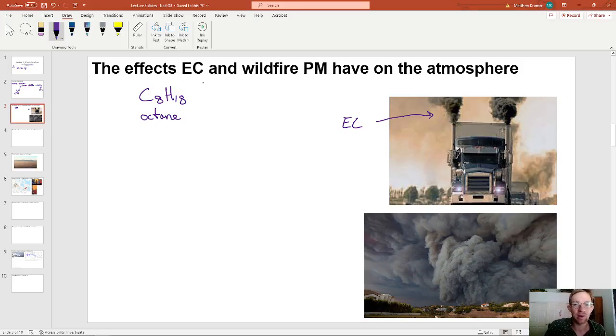So not super important, but all I'm trying to say is that, let's just pretend all the fuel in your car, all the petroleum, is octane. So this is going to react with O2, and it's going to form CO2 and water. I'm going to try to balance this on the fly here. Not really an important detail.